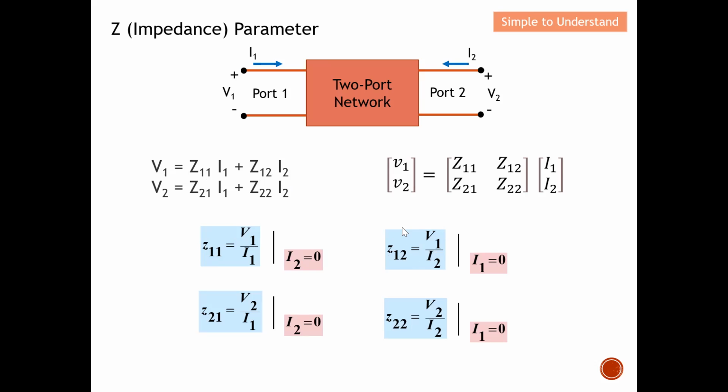Same for Z12. How can I get my Z12? My I1 needs to be equal to 0, so this term disappears. So how to find my Z12? It will be V1 over I2. Next, how to find my Z21? Here, my I2 is equal to 0, so this whole thing becomes 0. In order to find my Z21, it will be V2 over I1, which is illustrated here. Last but not least, how can I find my Z22? The condition must be I1 equal to 0, so this thing becomes 0. Therefore, to find my Z22 is V2 divided by I2, which is illustrated here.